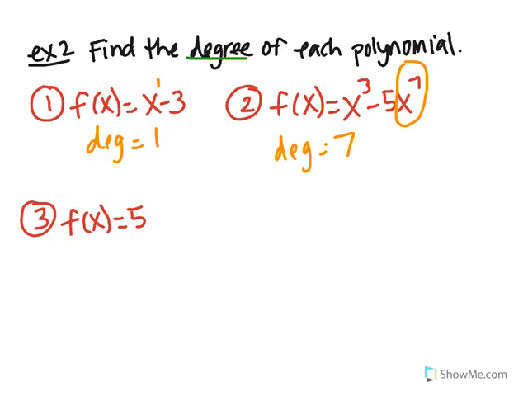And this last one is a little bit tricky: f of x equals 5. There's no x term. This is the same thing as x to the 0, because anything to the 0 is 1. So we would actually say that the degree of this polynomial is 0.